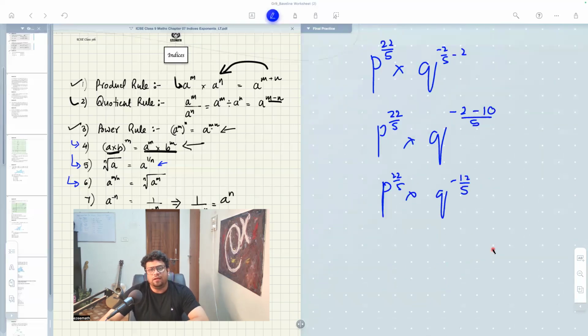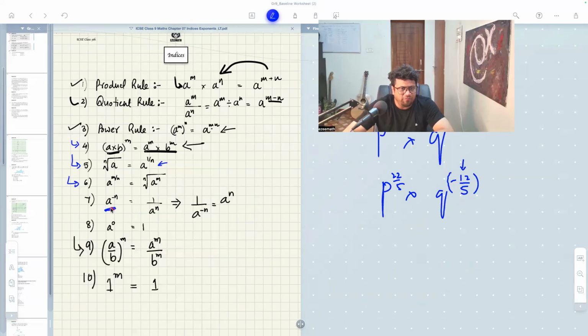Well, the thing to notice here in the question is that they have asked for us to keep the answers in positive index. We have a negative 12 by 5 there, which is not allowed. So we are going to use this rule now: a to the power of minus n is 1 by a to the power of n. So you get p to the power of 22 by 5, and 1 by q to the power of 12 by 5 is what you're going to get.